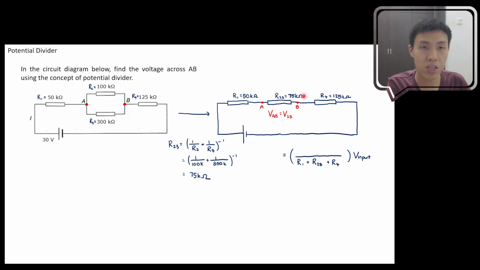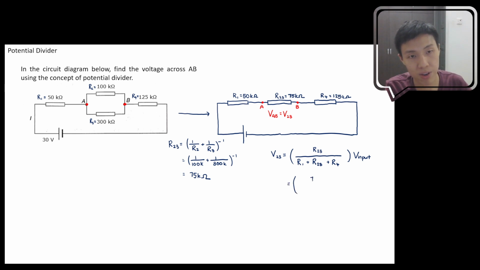Okay, who are we interested in? We are interested in 2, 3 only. That's why we only look at resistor 2, 3. So put resistance 2, 3 on top. Then this will allow you to find V23. And V23 is just VAB over here. Okay, so you can plug in the values over here.